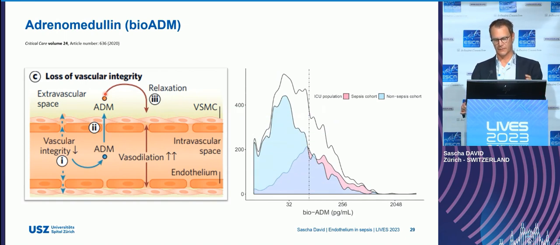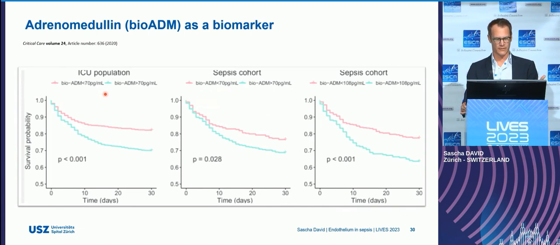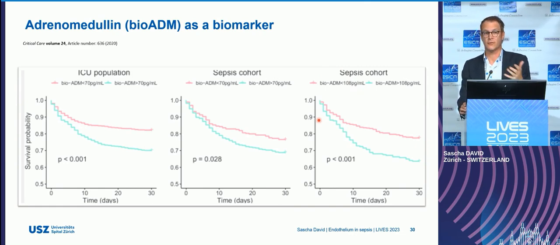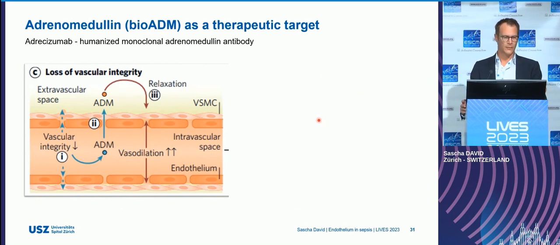And this has been measured in different populations, and cutoffs and biomarker studies are ongoing. Just an example here. This arbitrary cutoff of 70 nicely discriminates between survivors and non-survivors. Even better if you take a higher cutoff. So why could this be of importance? Because there is a drug that targets this, and we will probably hear about this a little bit more later, which is an antibody that's called adrecizumab.